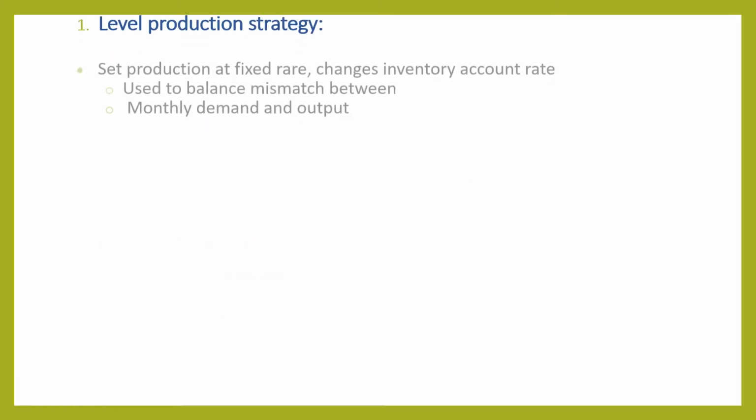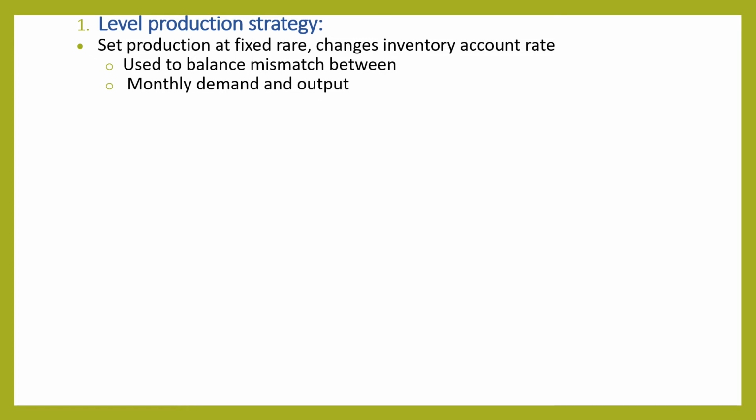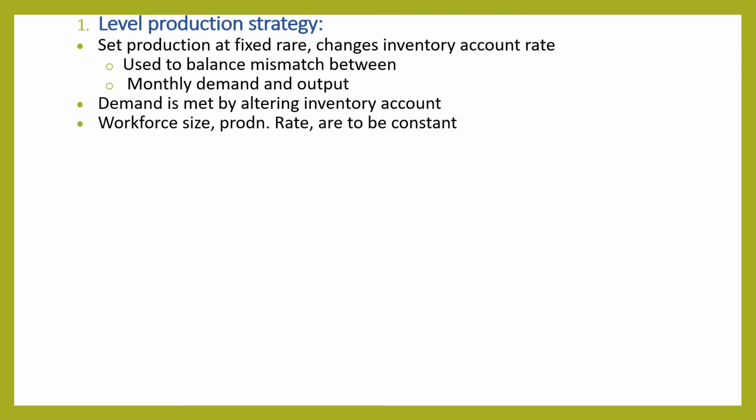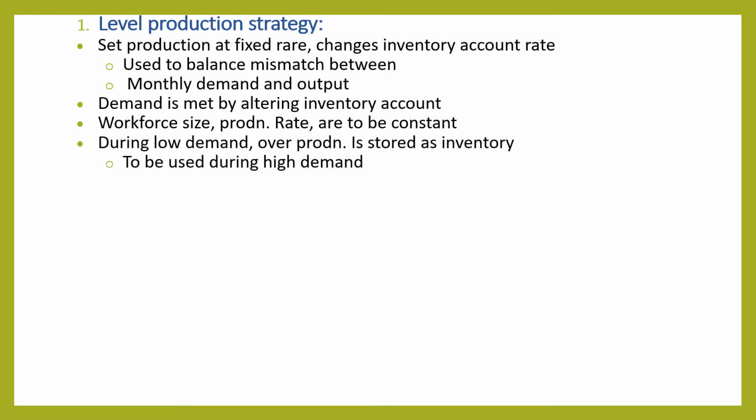Now first talking about the level production strategy. So it is a set of production at a fixed rate, where changes in the inventory account are used to balance the mismatch between monthly demand and output. Demand is met by altering the inventory account. Workforce size and production rate are kept constant. During low demand, overproduction is stored as inventory to be used in future high demand.